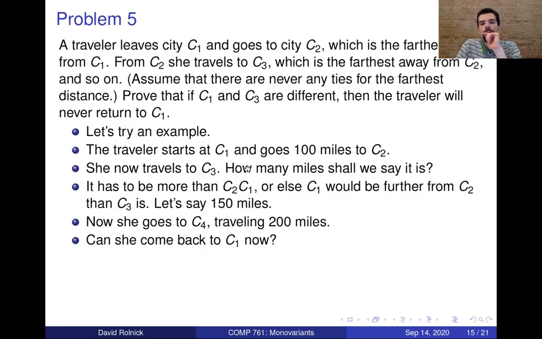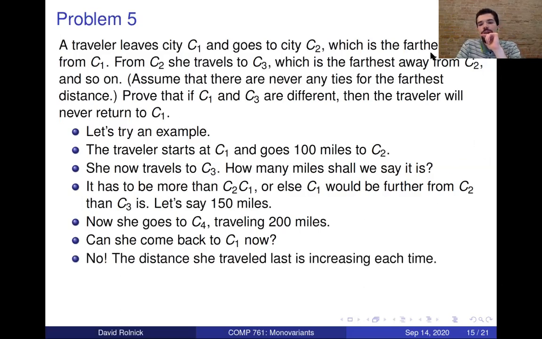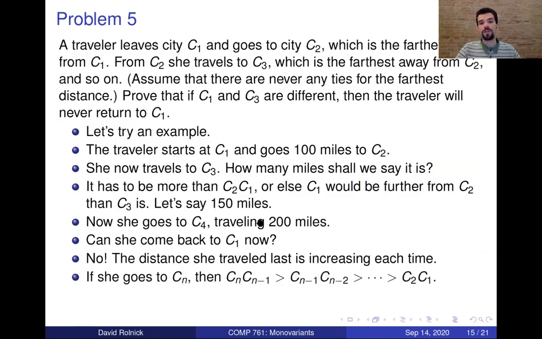Yeah, so the distance she traveled last is increasing each time. It's 100, 150, 200. So maybe she could travel 250 miles to get back to C1, but that would be a problem because we knew that when we went from C1 to C2, C2 was the furthest. If she goes to Cn at any stage, then the distance she's traveling from Cn minus 1 to Cn has to have been bigger than the distance she traveled before, and bigger again, all the way up to the first distance that she traveled.